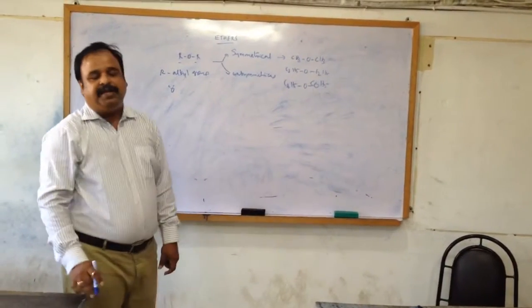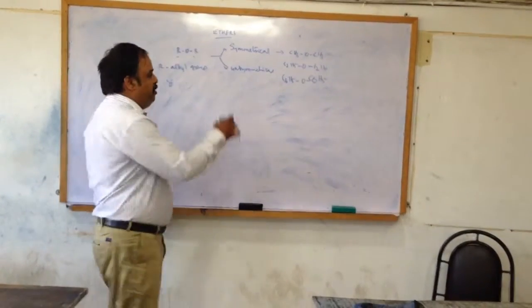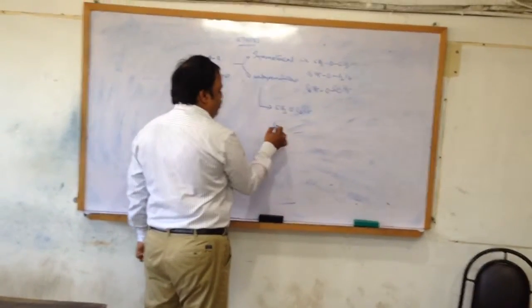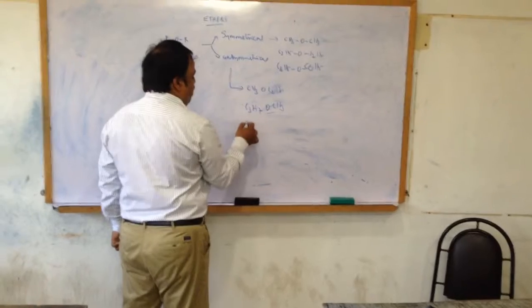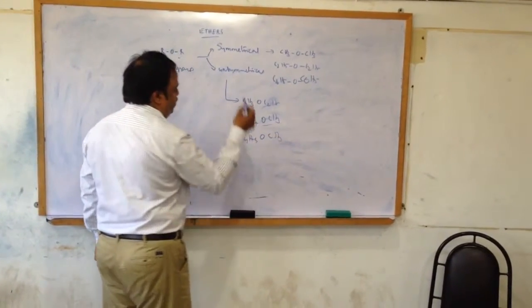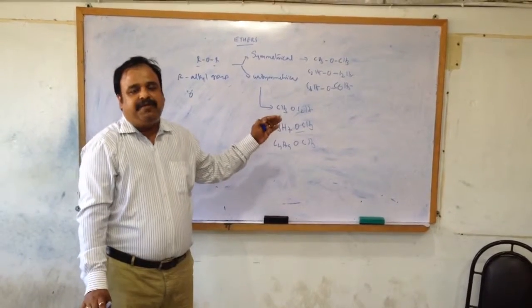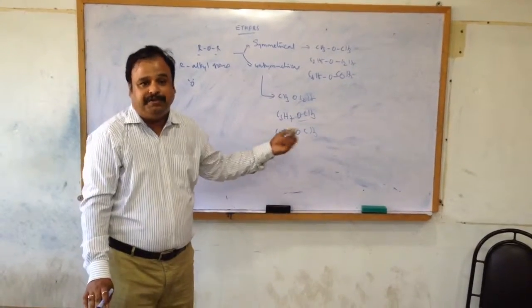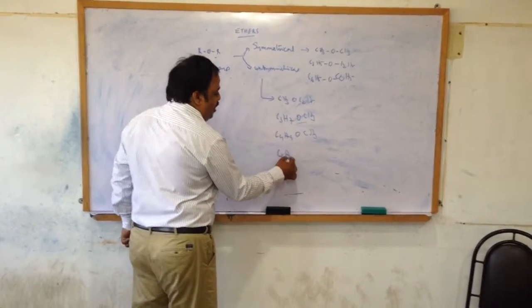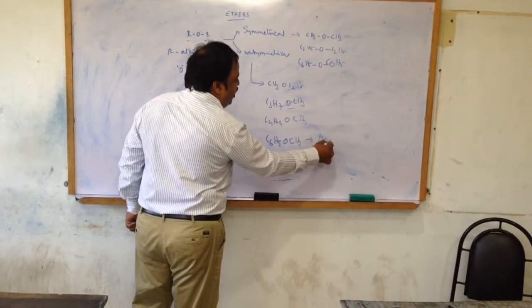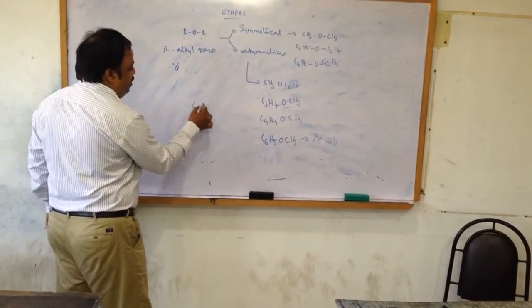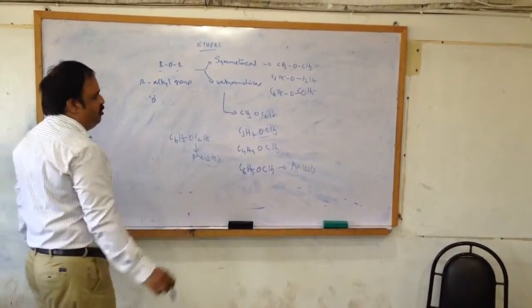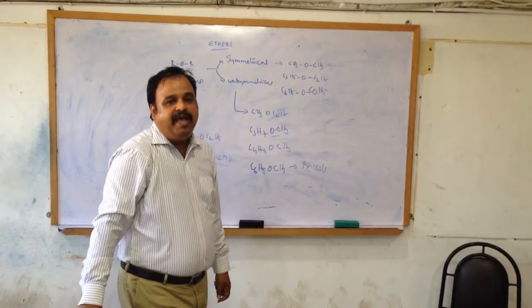Coming to the unsymmetrical ethers, the two alkyl groups are different. For example, methyl ethyl ether, propyl methyl ether, butyl methyl ether, like that. In unsymmetrical ethers, we may also have one alkyl group and one aryl group. For example, phenyl methyl ether, commonly called anisole, and phenyl ethyl ether, commonly called phenetole. These anisole and phenetole are aromatic ethers which are widely used as solvents.